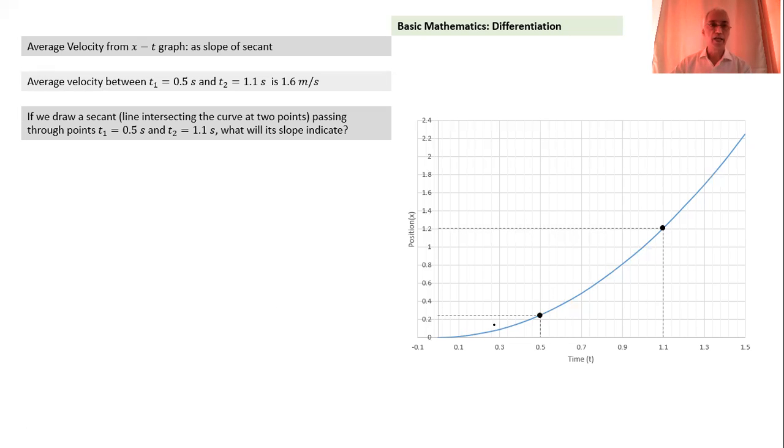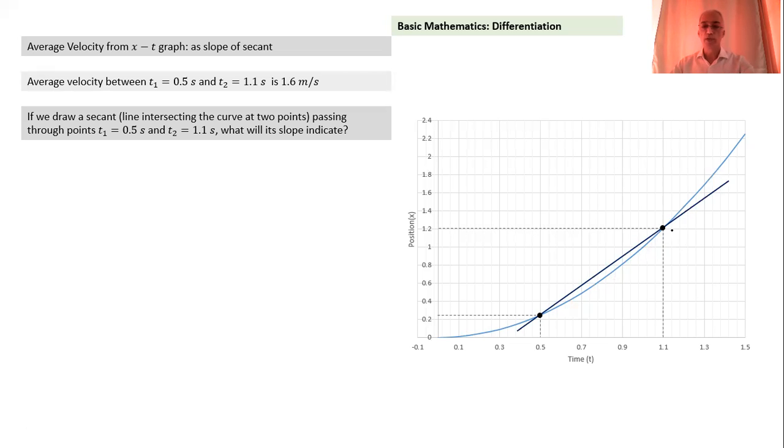What if we draw a secant? What does secant mean? A secant is a line which intersects a curve at 2 points. That's a secant to a curve. Let's draw a secant in such a way that it passes through these 2 points. So can you visualize it, or can we draw a secant here? Okay, let me draw a secant here. This is a secant to the curve, intersecting at the 2 points at time t1 equal to 0.5 second and t2 equal to 1.1 second.